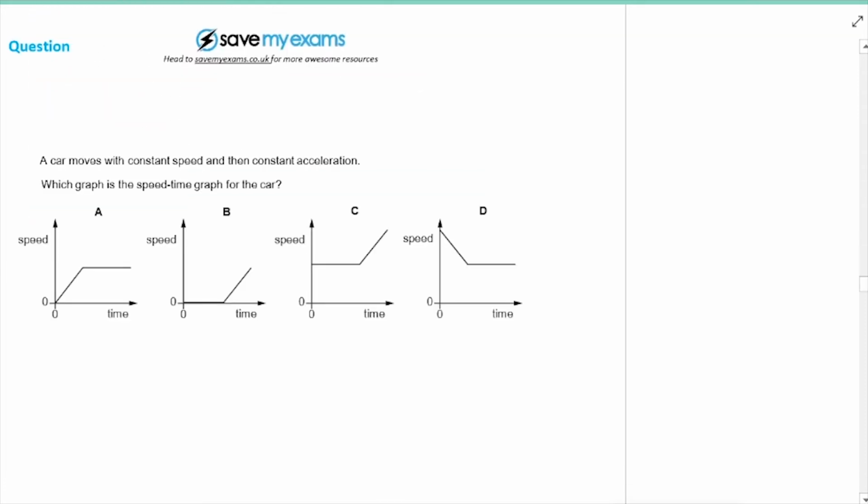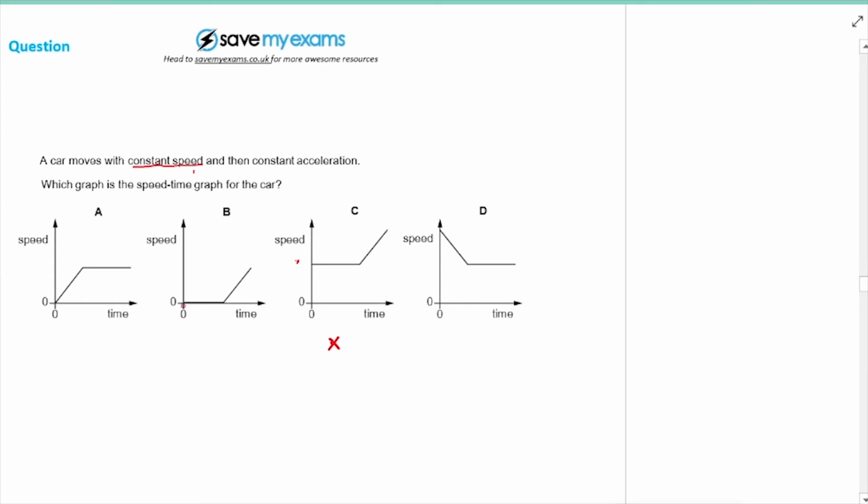Next, a car moves with constant speed and then constant acceleration. Which graph is the speed time graph of a car? So it first moves at constant speed. So the graphs here that are showing moving at constant speed, we have this right here. We have this graph here moving at constant speed first, because it's saying that it moves with constant speed first.